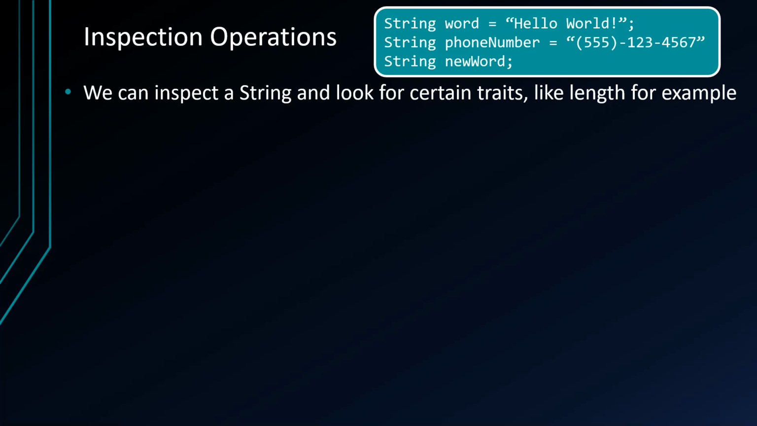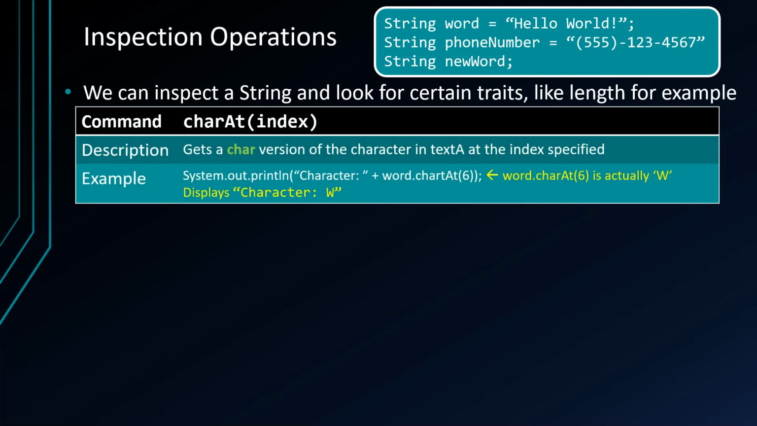So let's start by looking at the first set of inspection operations. Again, inspection operations are all about looking at and analyzing the data, not actually changing the data. So we can inspect a string and look for certain traits, for example, the length. What does this first command do? Well, this first one says, give me one of the characters. Char at. Char is short for character.